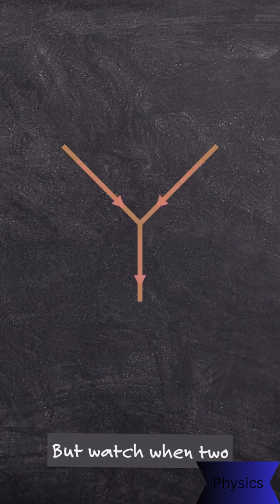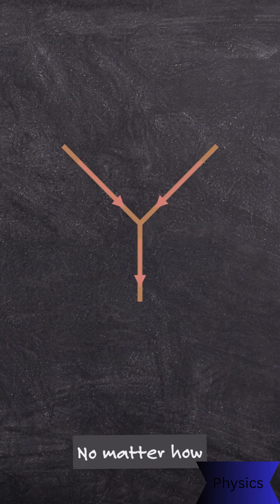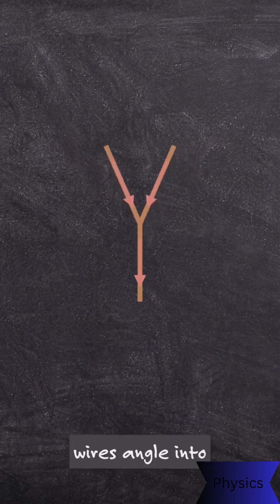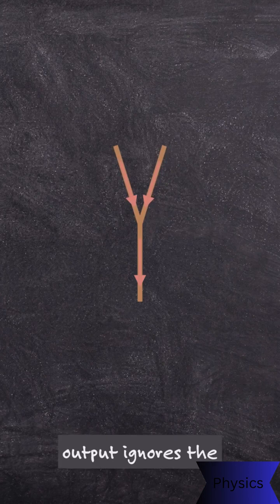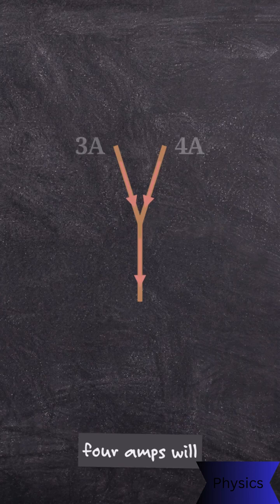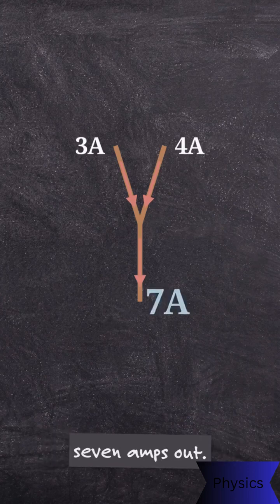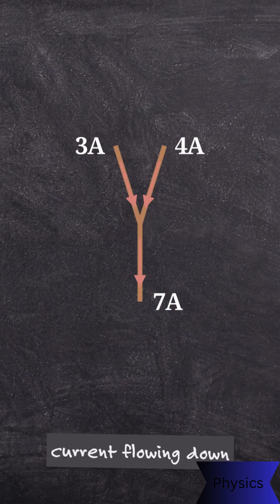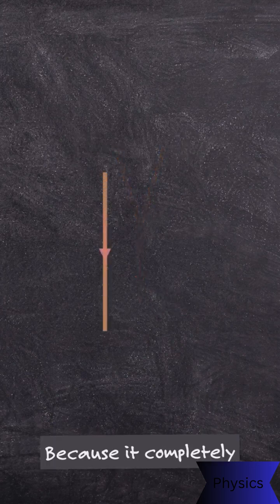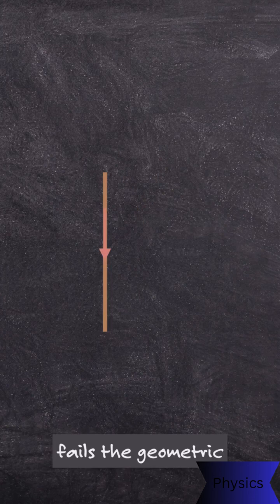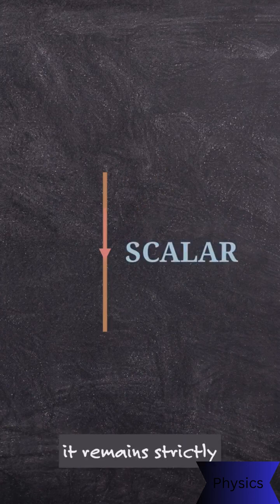But watch when two currents collide. No matter how sharply these two wires angle into the junction, their combined output ignores the geometry entirely. 3 amps plus 4 amps will always equal exactly 7 amps out. And that electric current flowing down the wire from the very beginning, because it completely fails the geometric rules of vector addition, it remains strictly a scalar.